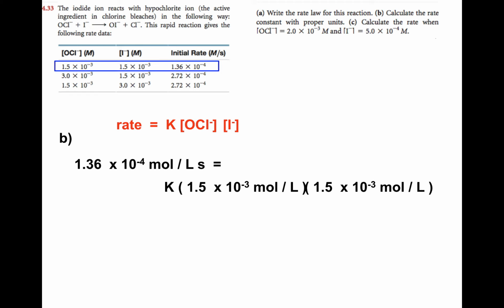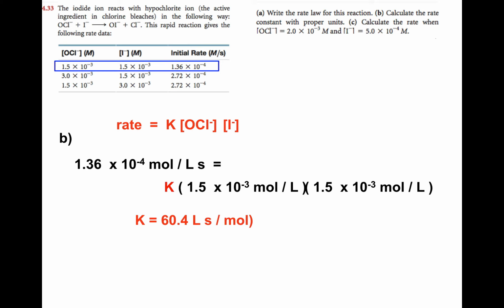So in order to get what the rate constant is, I divide both sides by the concentrations of hypochlorite and iodide and get K by itself and figure out what the K value is. All right, so we divide moles per liter second, that's the rate, by moles per liter. Moles per liter cancels, and then if I divide by moles per liter again, I get liter seconds per mole. All right, so that's the unit for K for a second order rate law.